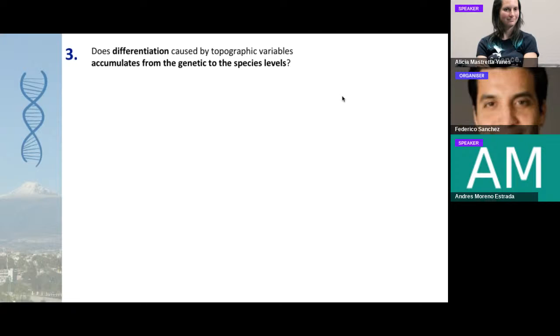The third question I want to ask, or we wanted to ask, is if differentiation caused by topographic variables accumulates from the genetic to the species levels. And to test for this, before explaining it, let me recap a bit of the key points of the neutral theory of biodiversity. The first is that dispersion plays a key role in distribution patterns. And this, I would like to remind you, is a neutral process.